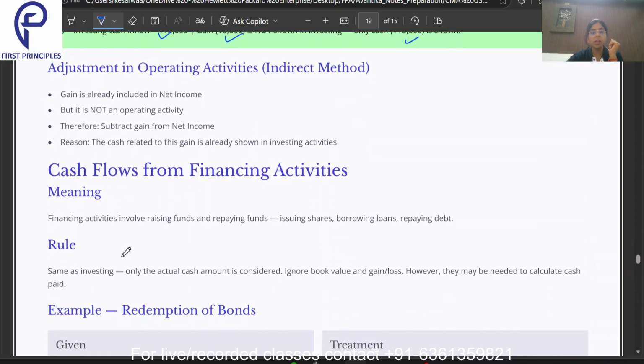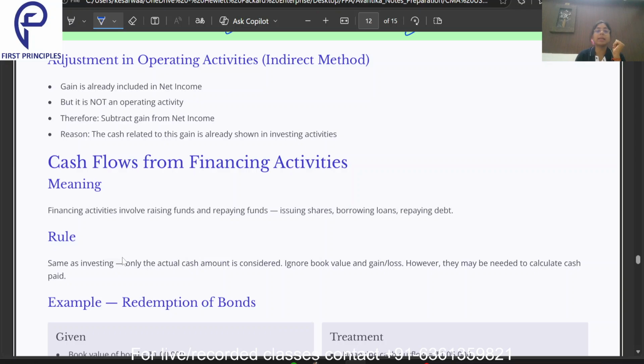Now we have the adjustment in operating activities in the indirect method. The gain is already included in net income, but it is not an operating activity. Therefore, subtract the gain from net income. The cash related to this gain is already shown in the investing activities.